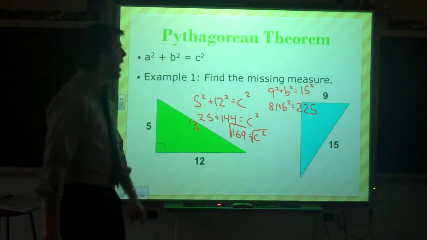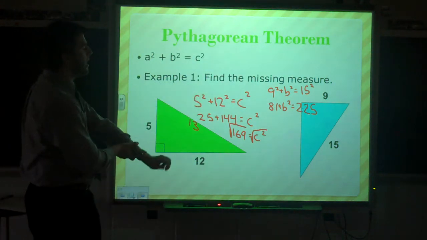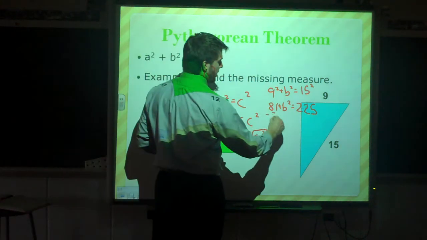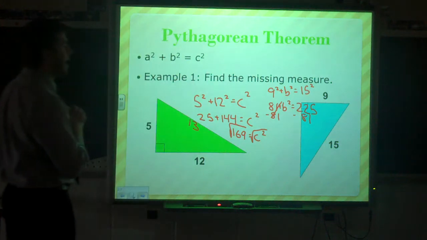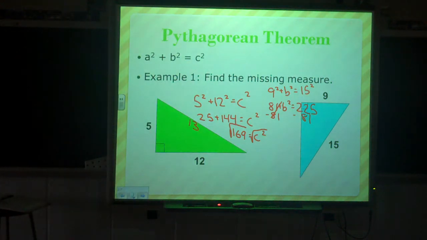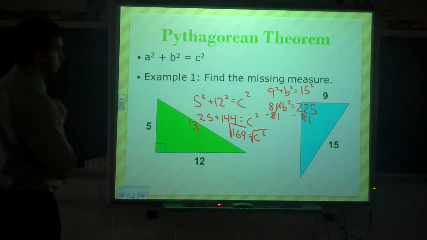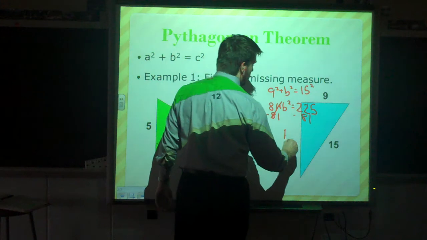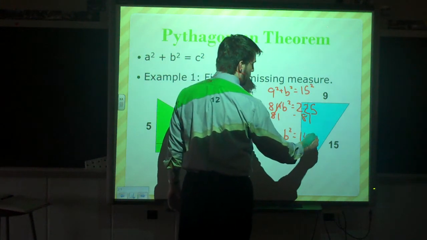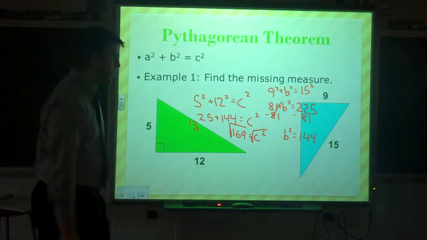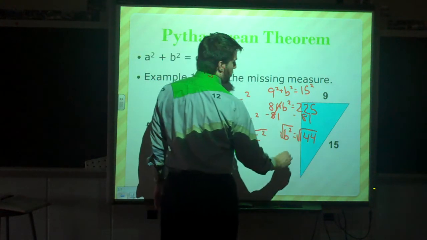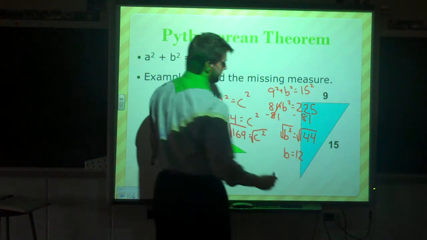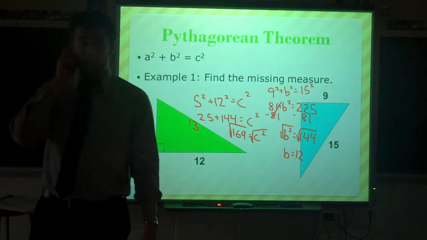9 squared gives me 81 plus b squared equals c squared, which would be 15 squared, 225. A little bit different here. I want to get b by itself, so to get rid of that 81, it's positive, so I'll subtract. So I've got 225 minus 81. So I get b squared equals 144. And just like the other one, to finish it, I'll take my square root. And the square root of 144 is 12. So that's the missing side on that one.